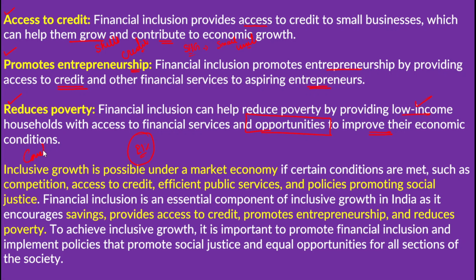Now when you write the conclusion for this answer, you have to summarize the entire answer. Summarizing the entire answer means that inclusive growth is possible under a market economy. We have discussed how inclusive growth is possible under the market economy, if we have certain conditions that could ensure it. So what are those conditions? Those conditions are competition, access to credit, efficient public services delivery, and policies promoting social justice. All these things come under the conditions that are necessary in the market economy that facilitate inclusive growth.